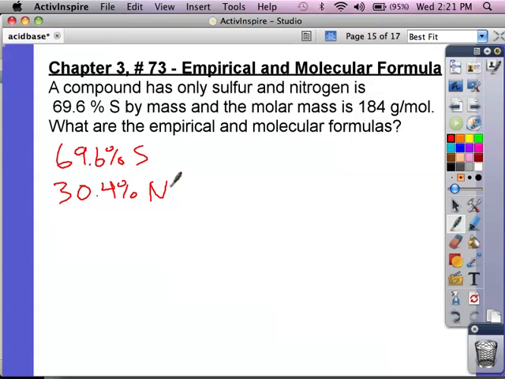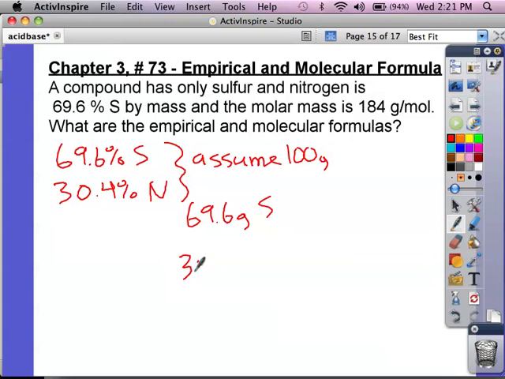This is the percentage by mass, and so really you could use any mass as a starting point, but because they're all percentages, it's easiest to just assume that you have 100 grams. So with these, assuming you have 100 grams of our compound, if you do have 100 grams, then you have 69.6 grams of sulfur, and we have 30.4 grams of nitrogen.